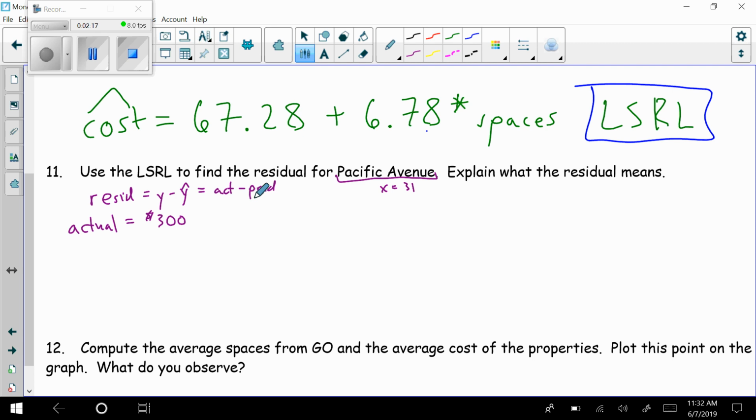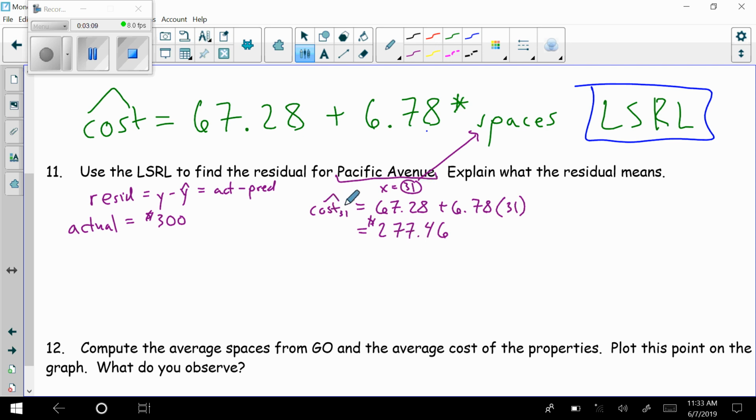So I have the actual. I need to find the predicted. How do I find the predicted cost of a space that's 31 spaces away? Well, it's real easy. We just take that 31, this 31 right here, and plug it in for space. So I do 67.28 plus 6.78 times my 31 spaces. Now plug that into your calculator. That shouldn't be too terrible. When I did that, I got 277.46.